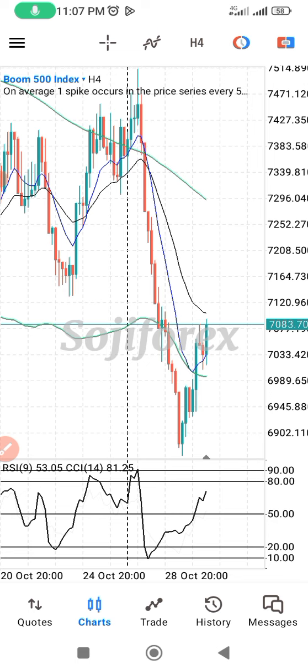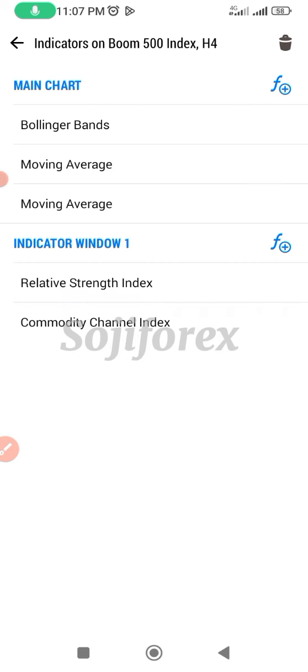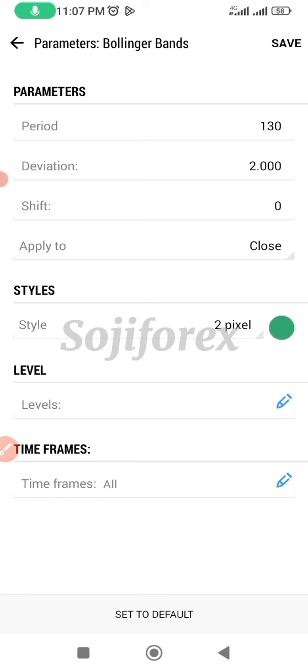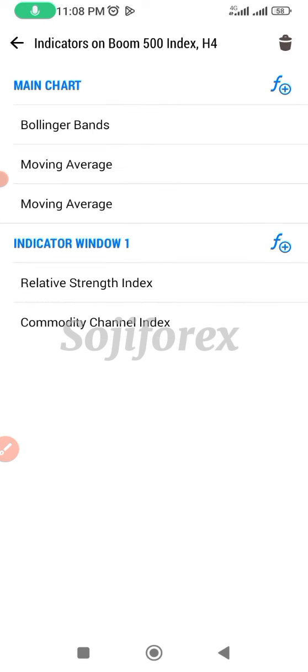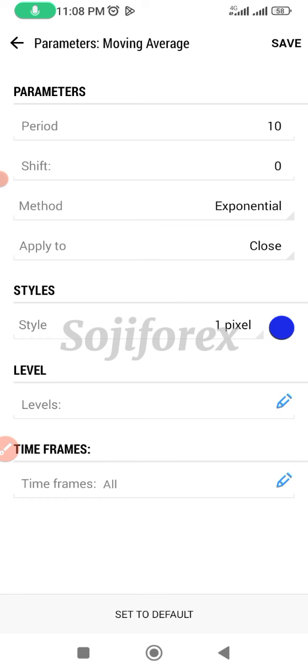Now, first of all, the goal of our Bollinger Band is for us to determine our entry. And again, for those coming across this video for the first time, here is the setting. For Bollinger Band, the period is 130. These are the settings. Take a screenshot of it and set it up on your chart. Here is the first moving average. Here is the second moving average.